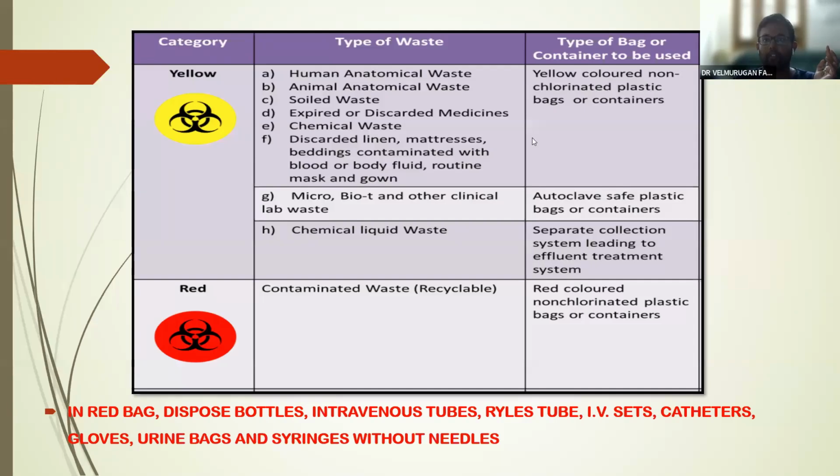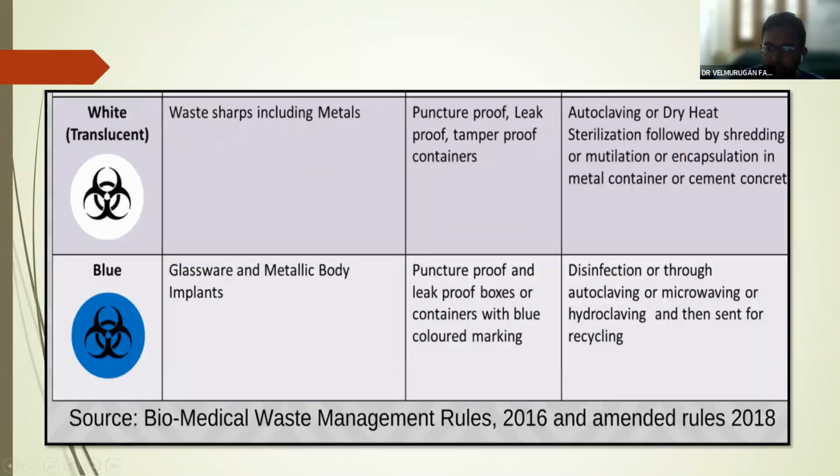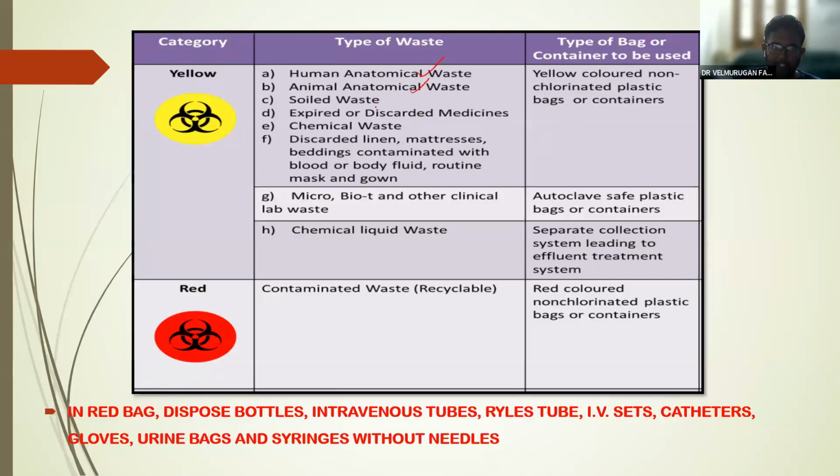So type of waste: human anatomical waste, animal anatomical waste, any waste which is soiled, like cotton soiled with blood, expired medicines, discarded medicines, chemicals, discarded linen, mattress, any cytotoxic waste, microbiology, biotechnology, other clinical lab waste. Everything should go in a yellow color container, a yellow plastic bag. This bag should have this symbol, and it should be non-washable.